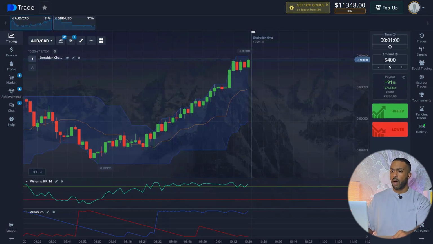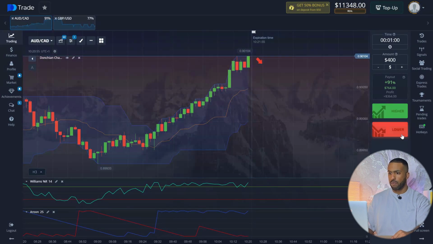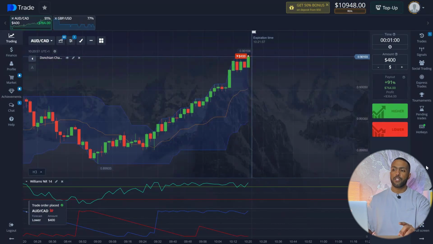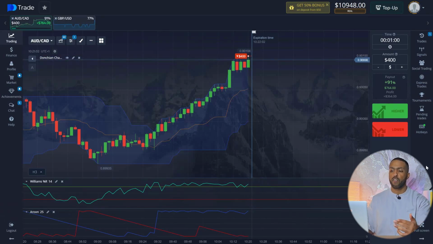As you can see right now, the price is rising and it reached the maximum again and it's stopping. And at this point, let me open a down trade for $400 for 1 minute. And I made this trade despite the signals from my indicators, which indicated the growth of price. Let me tell you why, right?